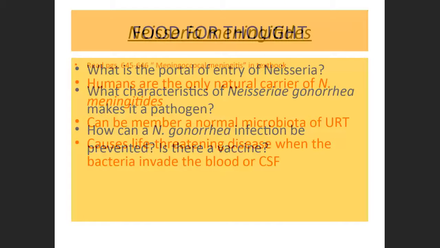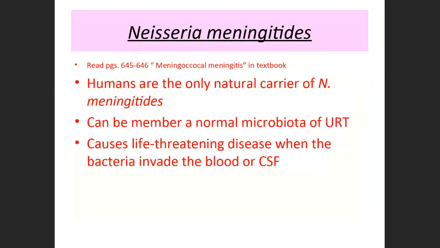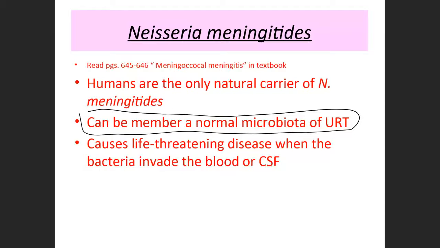The other Neisseria is similar to gonorrhea. This one is meningitis, so meningitidis. It causes meningitis. This organism is actually normal flora. Many people carry this organism as normal flora of the upper respiratory tract. That is not necessarily rare at all. It could, however, cause an infection if it goes into the blood or the central nervous system.